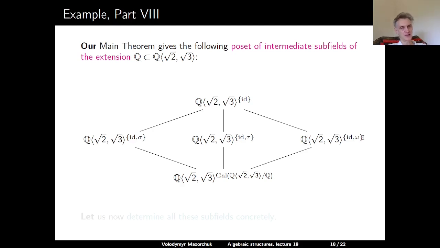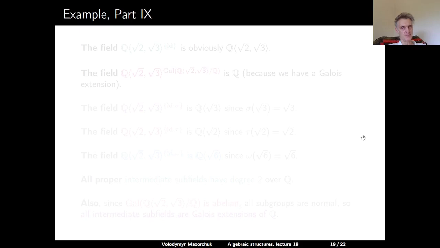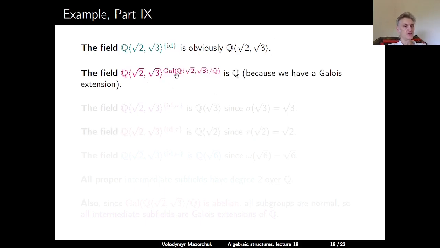And now we can determine all these subfields very concretely. So the field, which is stabilized just by the identity, is the big field. The field which is stabilized by the whole Galois group is a small field, which is the rational numbers. That's because we have a Galois extension. The field which is stabilized by the subgroup which contains sigma is of course Q with the square root of 3 added, because sigma of the square root of 3 is equal to the square root of 3.